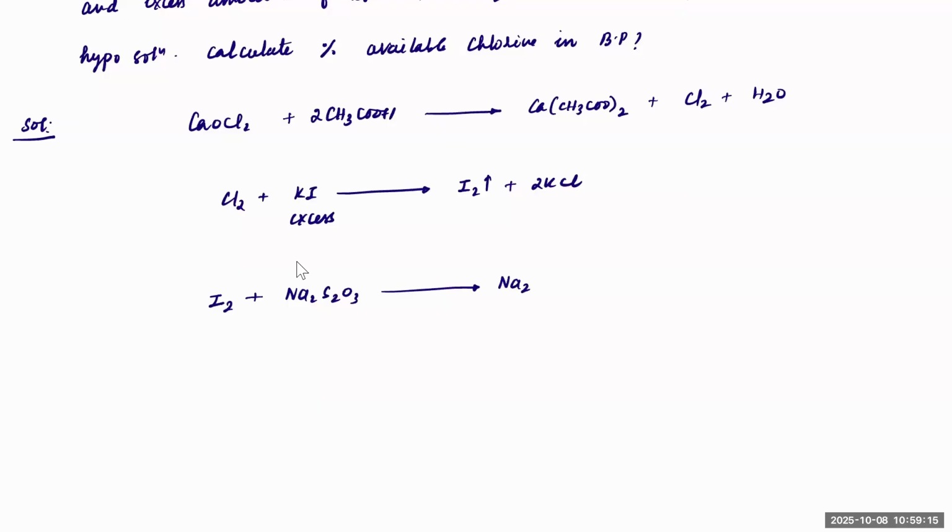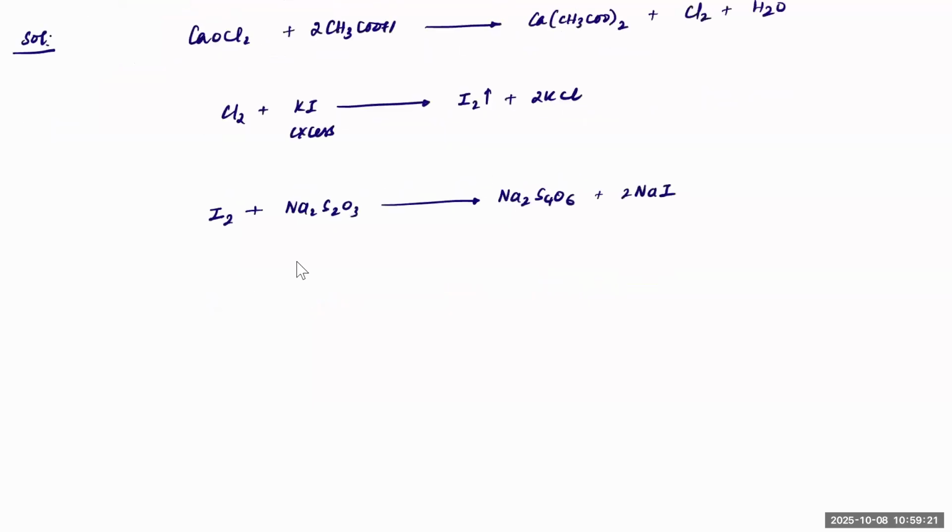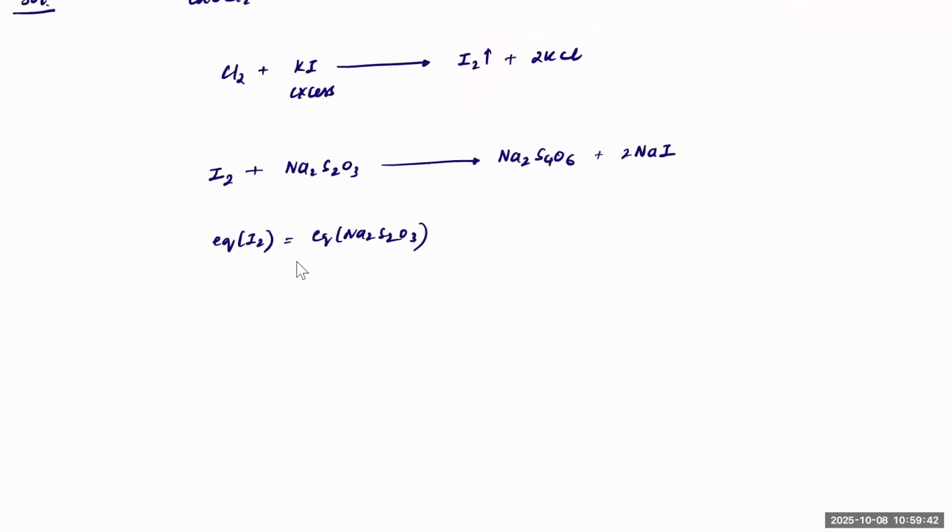This released iodine is what we are titrating with hypo, Na2S2O3, which will make it Na2S4O6 plus 2 moles of NaI. That's how you're detecting. Now, can I say that the number of moles of iodine released are the same moles of chlorine also? So you can see first, equivalents of iodine will be same as equivalents of Na2S2O3. Correct?